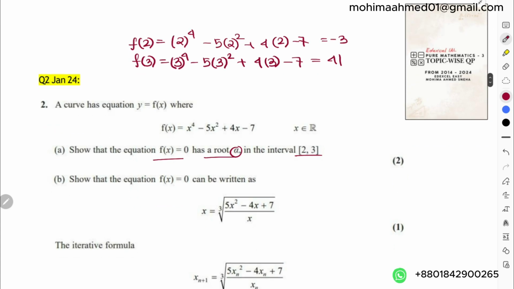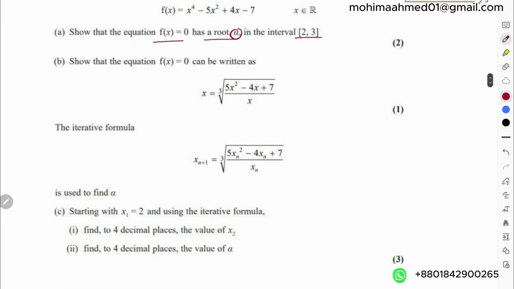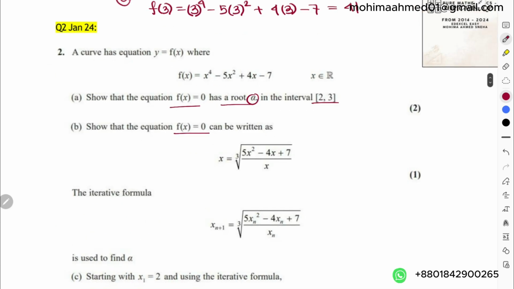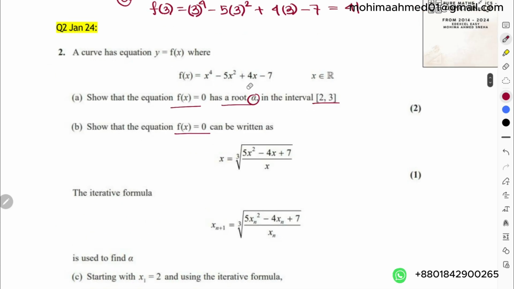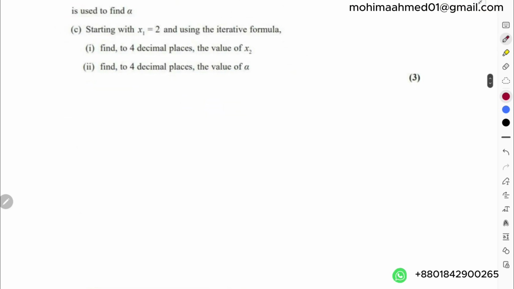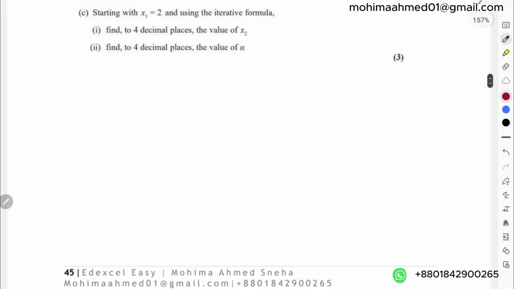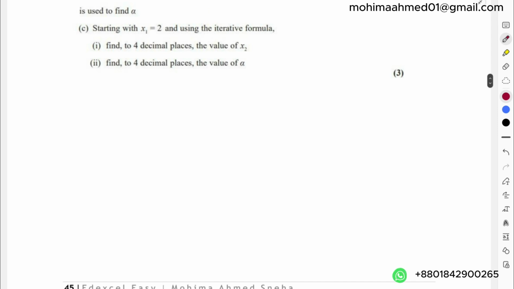Okay, I'm not going to write down the statement anymore because I already wrote that for all the 4 answers. Then show that f(x) equals 0 can be written in this format: x power 4 minus 5x squared plus 4x minus 7. This is just a normal, simple side changing procedure, actually nothing that difficult.